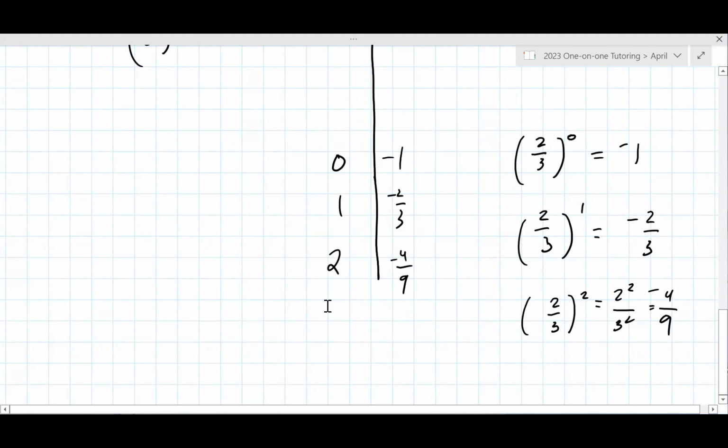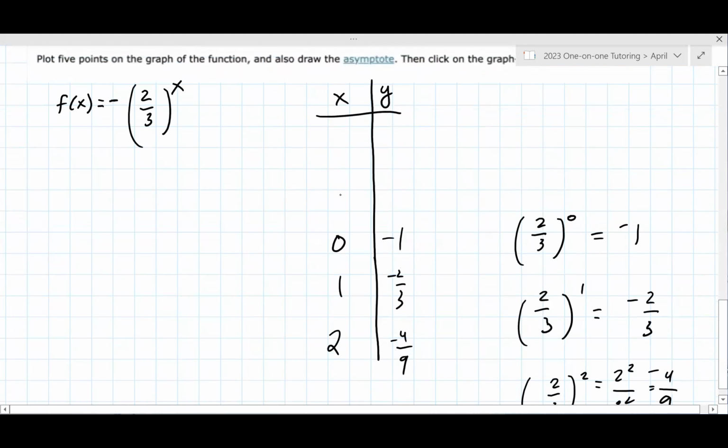Now go in the other direction, unfortunately. 2/3 to the -1 power means to flip to the reciprocal. That's 3/2, but then negate it.